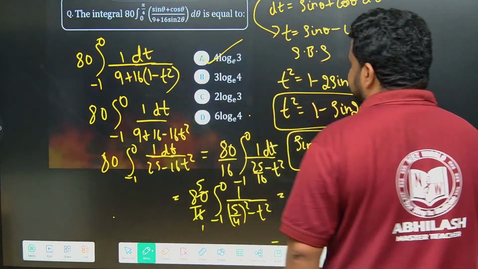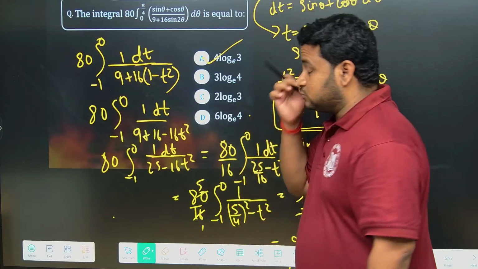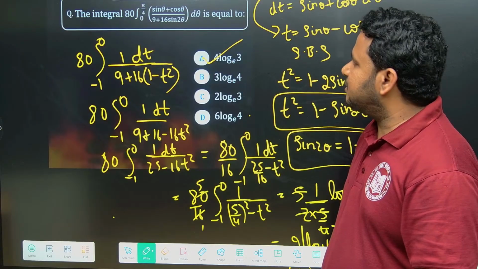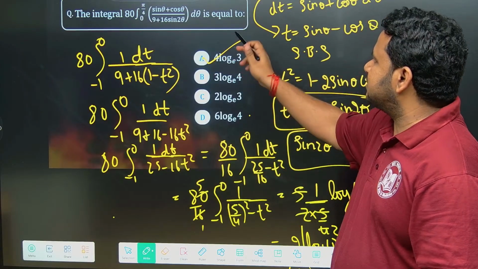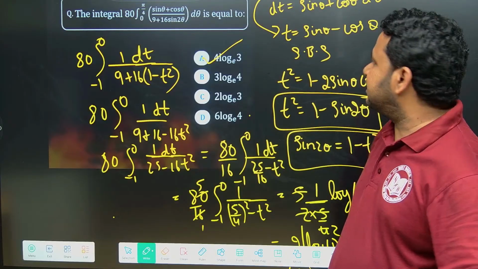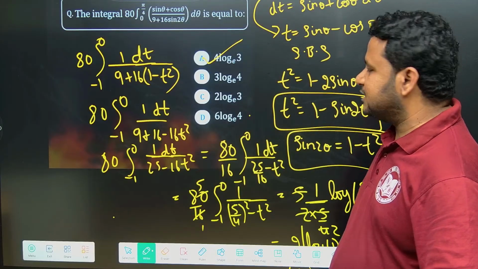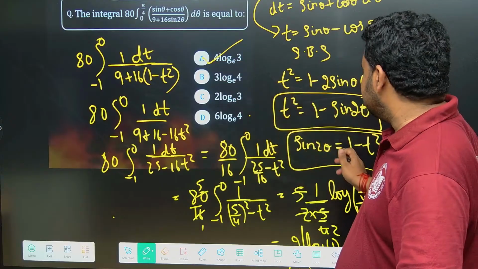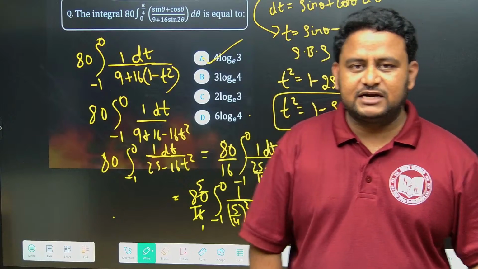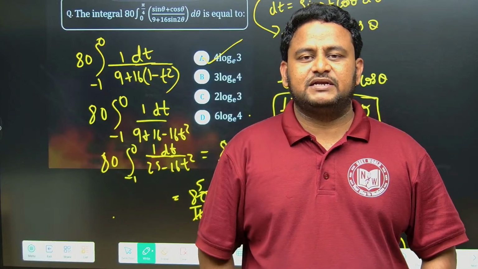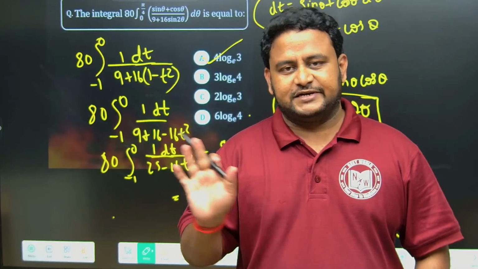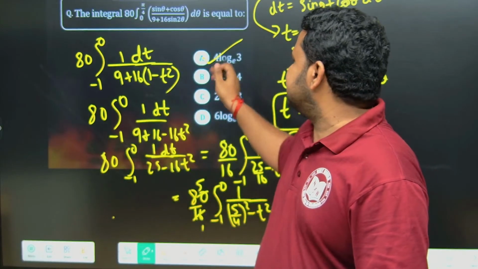So first what we did, we took sin theta minus cos theta as t. On differentiating, dt will become sin theta plus cos theta d theta. Next, squaring on both sides, we get t square equal to 1 minus sin 2 theta, that is sin 2 theta will become equal to 1 minus t square. On substitution, we get to a form where we integrate 1 by a square minus x square, that is nothing but 1 by 2a times log of a plus x by a minus x. Doing this we will get option A as the right answer.